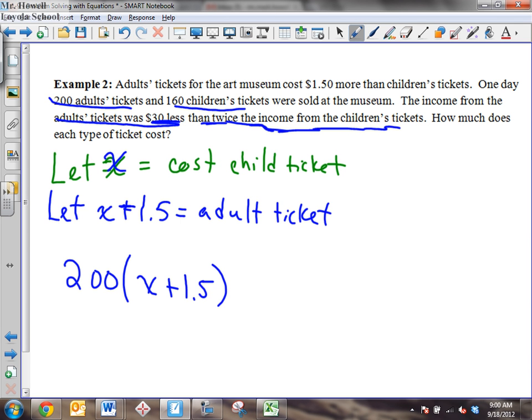Again, here's the cost of the adult ticket. Here's how many were sold. Now, the problem goes on to tell us that the income from the adults' tickets was 30 less than twice the income of the children's tickets. What is the income from the children's tickets? What would that be represented by? 160 tickets, go ahead. And what does each one cost? But let's say variables then.